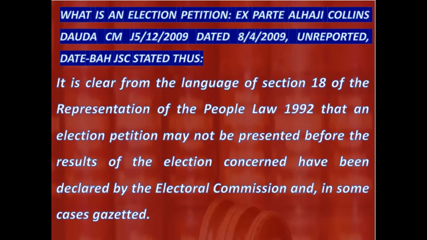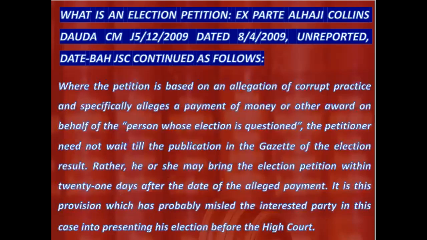Where the petition is based on an allegation of corrupt practice and specifically alleges a payment of money or other award on behalf of the person whose election is questioned, the petitioner need not wait till the publication in the Gazette of the results. Rather, he or she may bring the election petition within 21 days after the date of the alleged payments. It is this provision which has probably misled the interested party, in this case, into presenting his petition, his election, before the High Court.